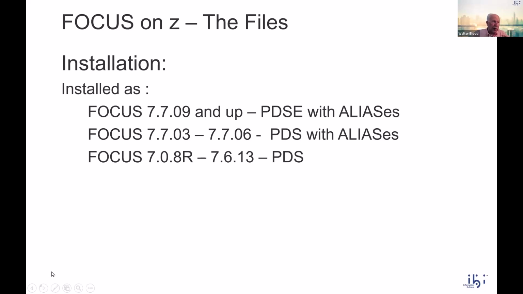The 708R through 7613 was a PDS version only. 707, 703, and 7706 was delivered as a PDS version. It's a partition data set, along with some aliases, and we'll talk about why we did that. FOCUS 7709 and up is our 64-bit version of FOCUS, which is one of the few products that's full 64-bit now on the mainframe. It is a PDSE. It's delivered as PDSE. It's an extended PDS, which means it's a lot easier to manage, along with some aliases. So let's take a look at what that means.